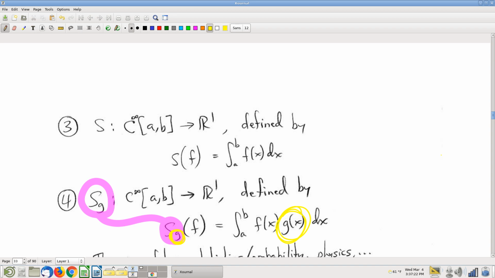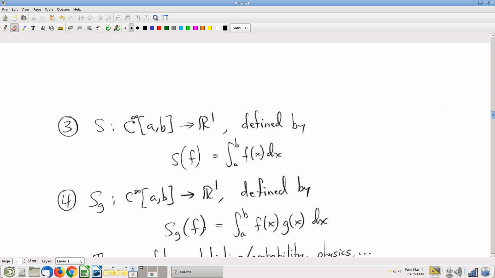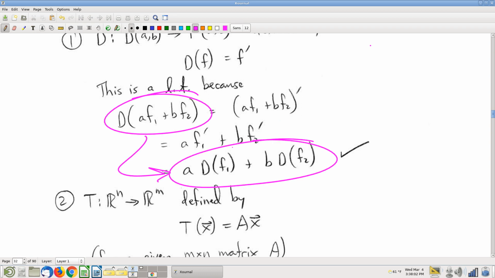Okay. So, what this SG does is if you give me a function f from C infinity, that goes there. The value of SG, the real number value of SG is then computed by this formula. And I claim that this function SG is a linear transformation. Here's the proof. Structurally, it's the same proof as we've done before. We're going to look at a linear combination of inputs, confirm that we get the appropriate linear combination of outputs.